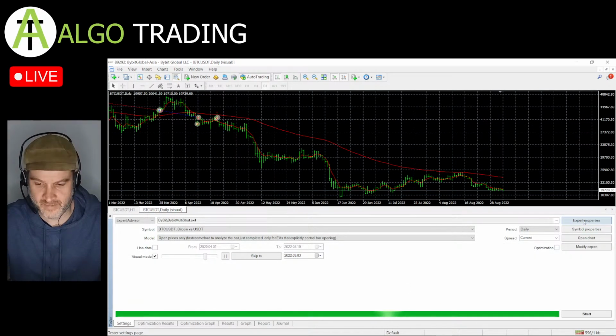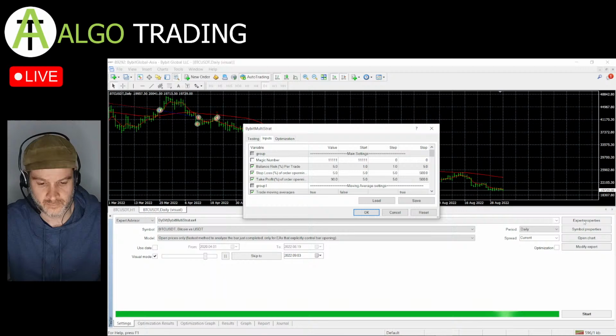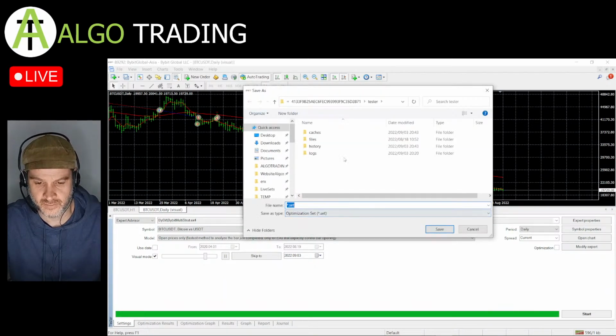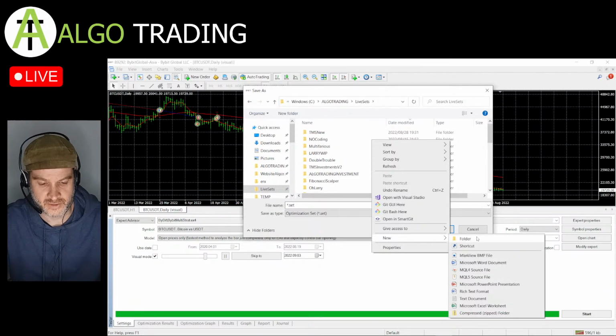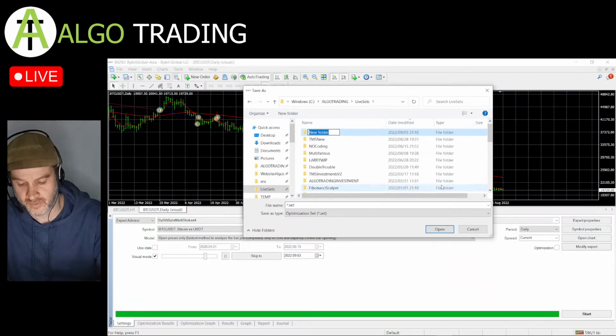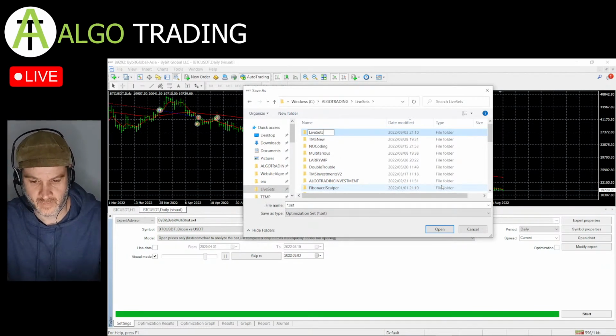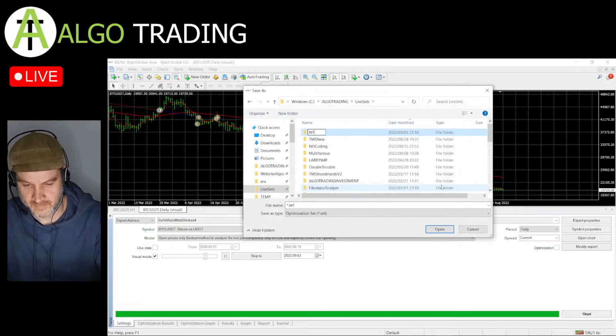I'm actually going to save that as a set file. Save. I'm just going to create a folder where I'm going to save my live sets. Just going to call this new folder. I like that strategy. I'll probably start running that one. New folder, call it live sets. Oh, sorry. This will be called MT4 BYBIT.